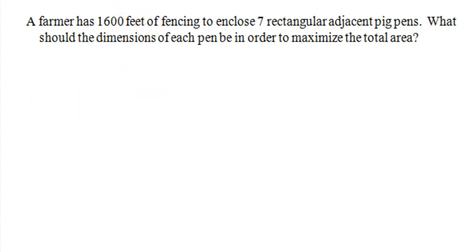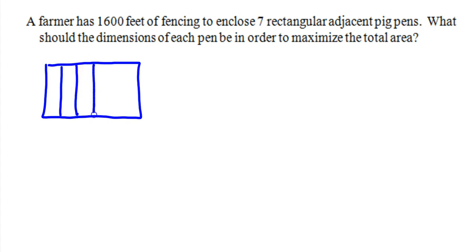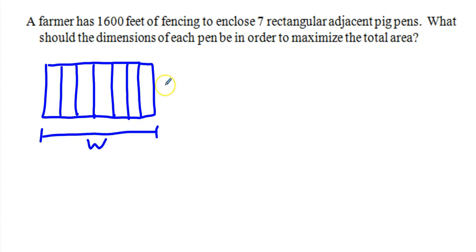Okay, so 7. Better rectangle. So there's 1 rectangle, 2, 3, 4, 5, 6, and then we'll add 1 on here, 7. We have a few different ways that we can label the length and width of this. We could label the entire side as W and then this side as the length, or we could put each one of these individually as W. It doesn't really matter which way you go. We'll just go with the first way that I stated, but both of them will work.